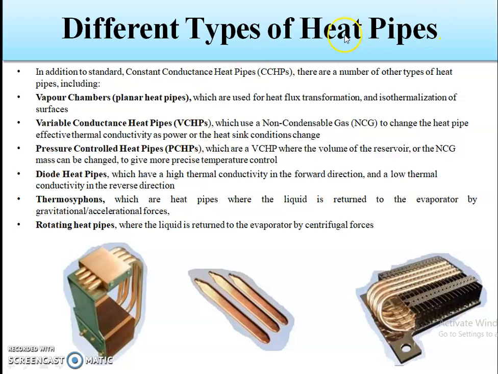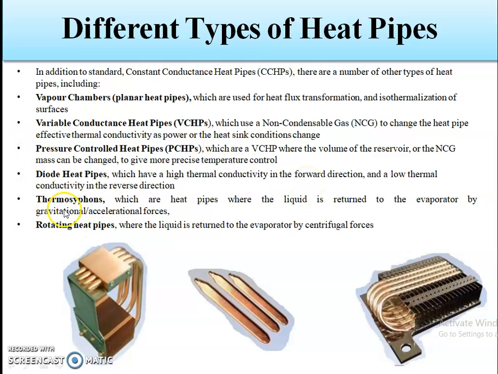There are different types of heat pipes present in the market. The first one is a vapor chamber, a planar heat pipe used for heat flux transformation and isothermalization. The second one is a variable conductance heat pipe, which uses non-condensable gases and changes the effective thermal conductance as the heat sink conditions change. The third one is a pressure controlled heat pipe, a VCHP with a volume reservoir.